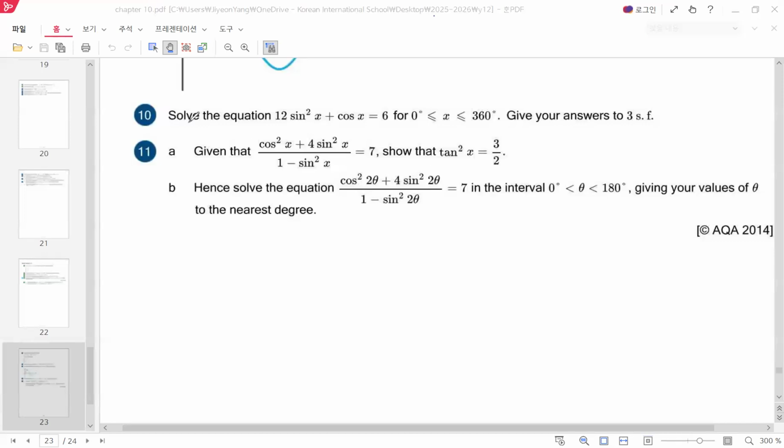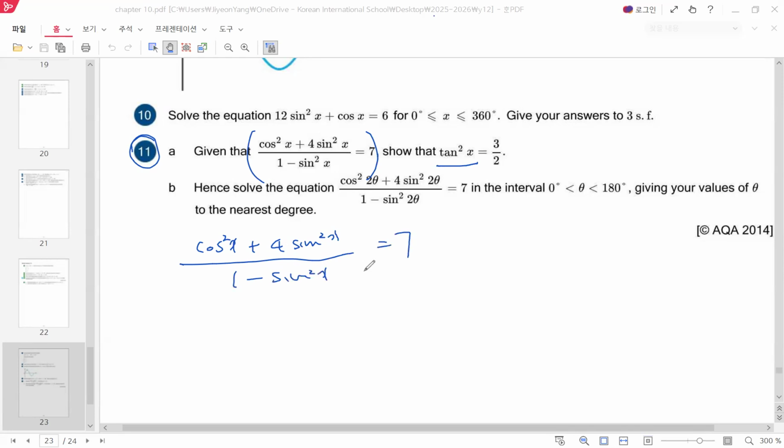Okay, we solved question number 10 at the previous lesson, right? Let's solve question number 11. Given this expression, you need to show that tangent square x equals 3 over 2. Cosine square x plus 4 sine square x divided by 1 minus sine square x equals 7.